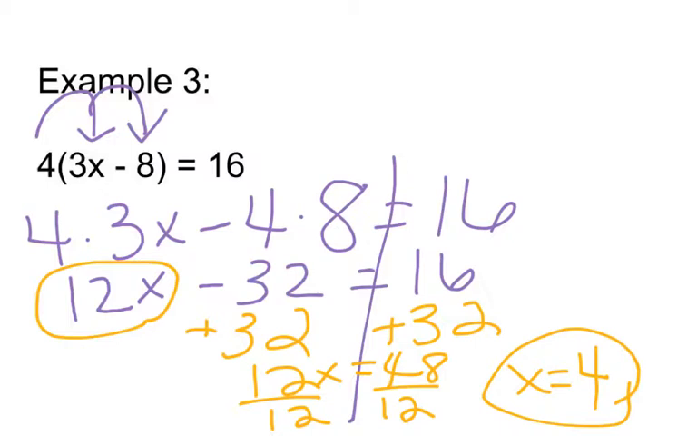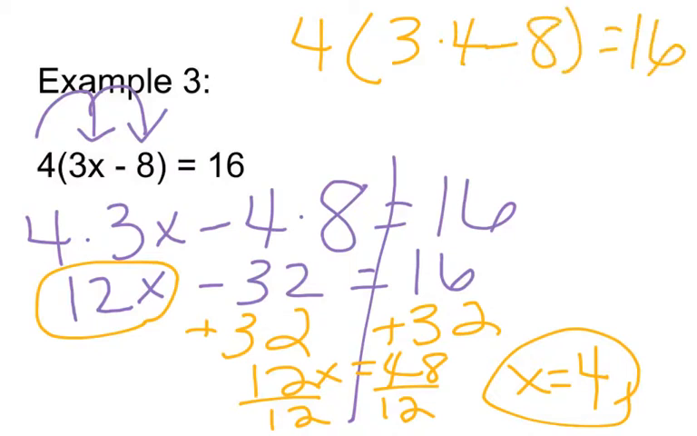We can plug it back in and check it out. 3 times 4 is 12. That's 4 times 12 minus 8, which is also 4. 4 times 4 is 16. It checks out.